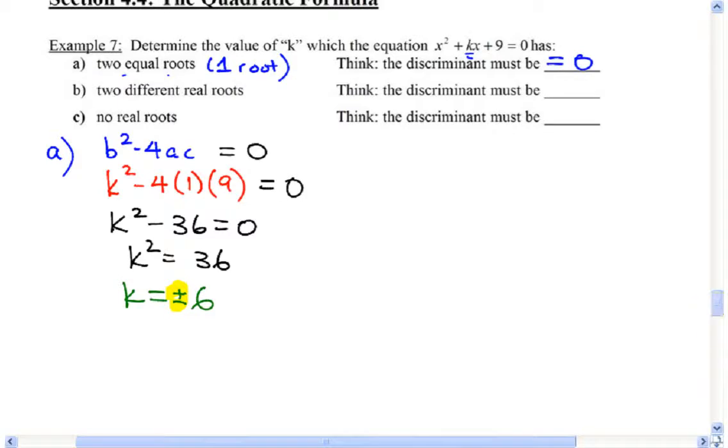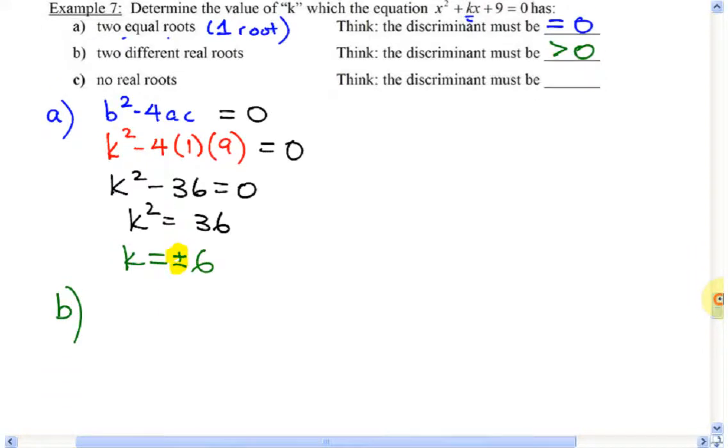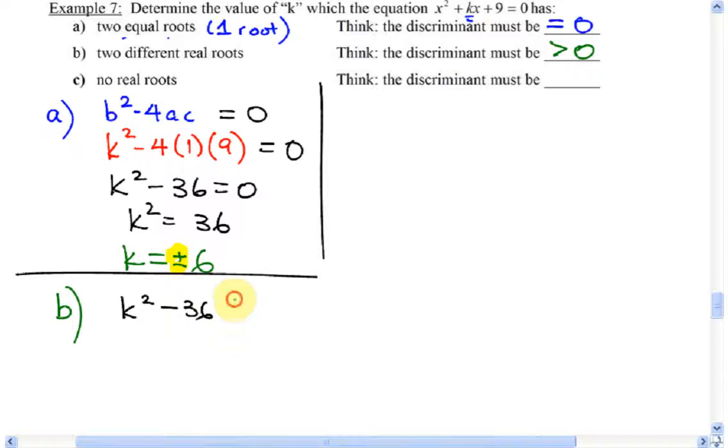So can't you just put k equals plus or minus 6? Okay. So, if it's greater than zero, this is what Edison said. Okay, now listen up. This is important. k squared minus 36 then must be bigger than zero.